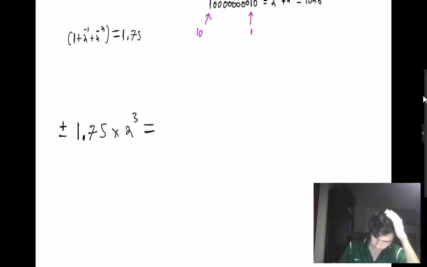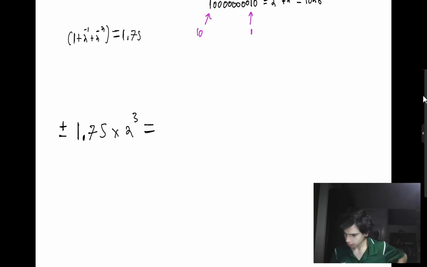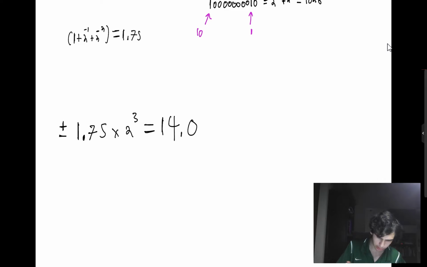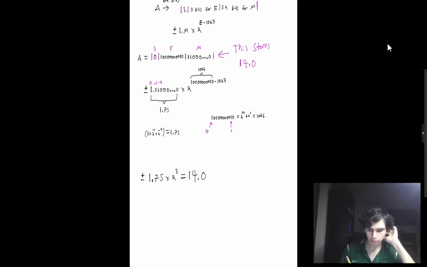So then let's see what that's equal to. 0.75 is 2 to the 3. It's 14. 14.0. So that means A is storing 14.0. So that's how you would store that.